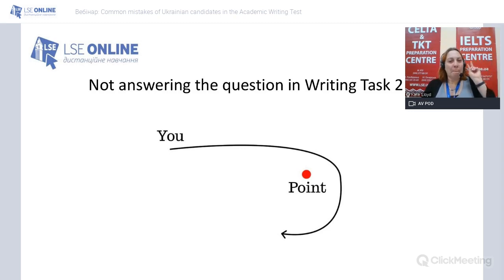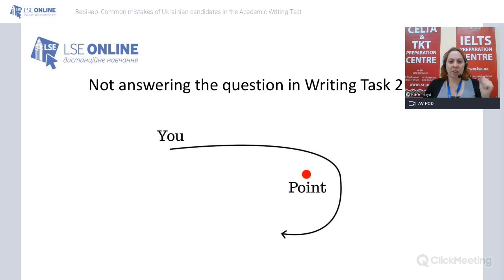There are two ways to avoid this. The first one, read the question carefully. Underline the key words. What are they asking you? Don't just jump right in. Think first. What is it?